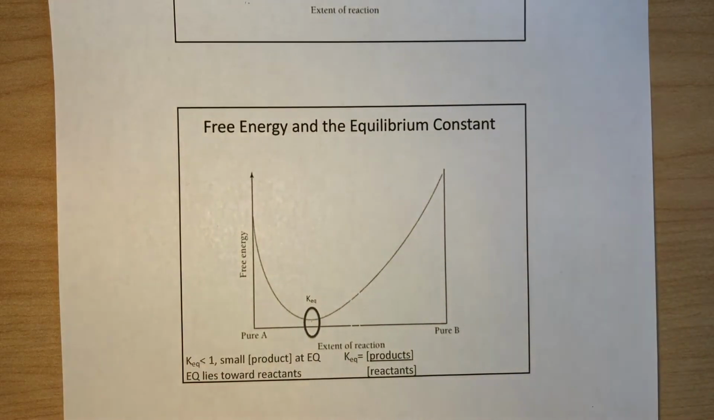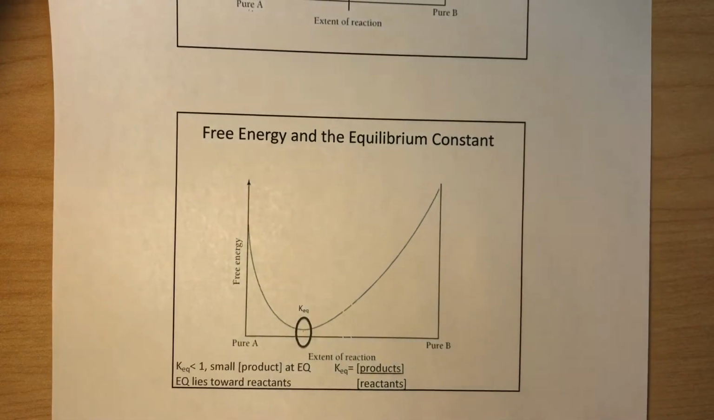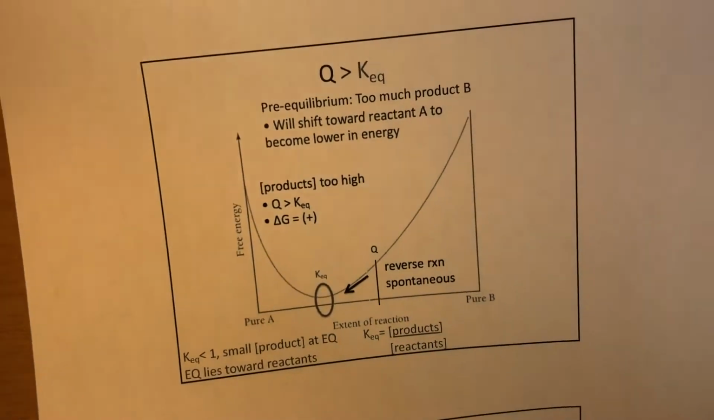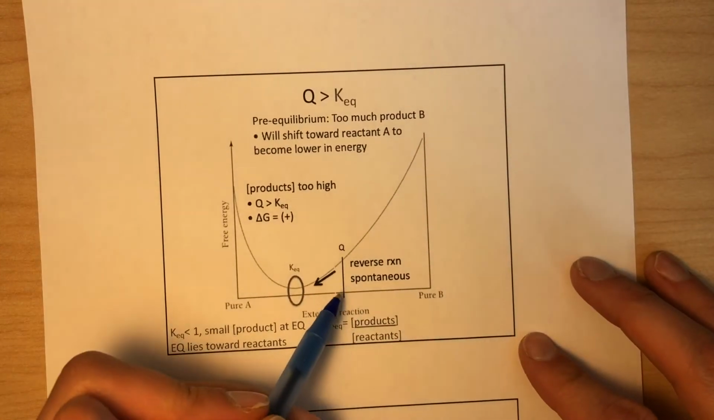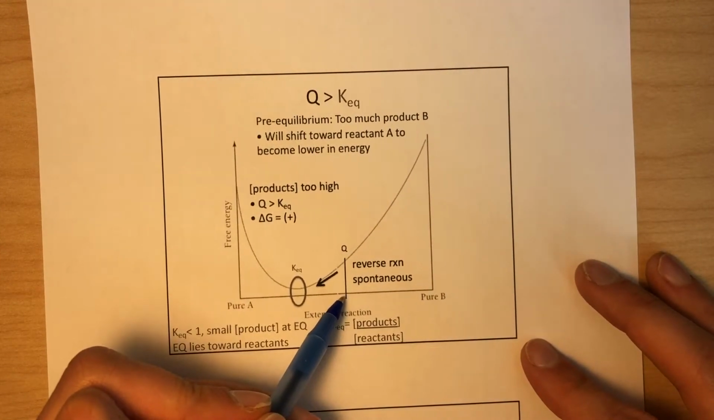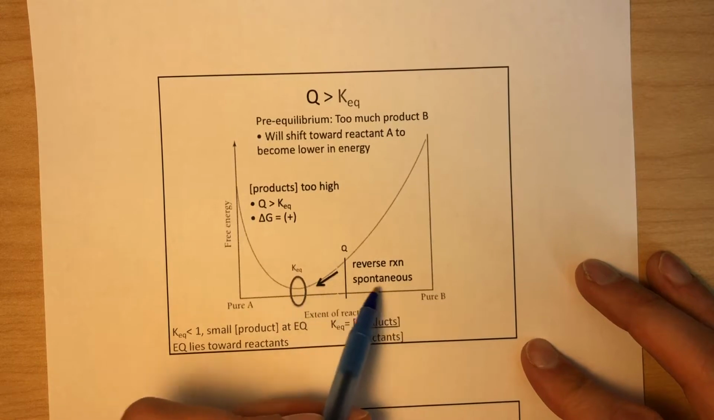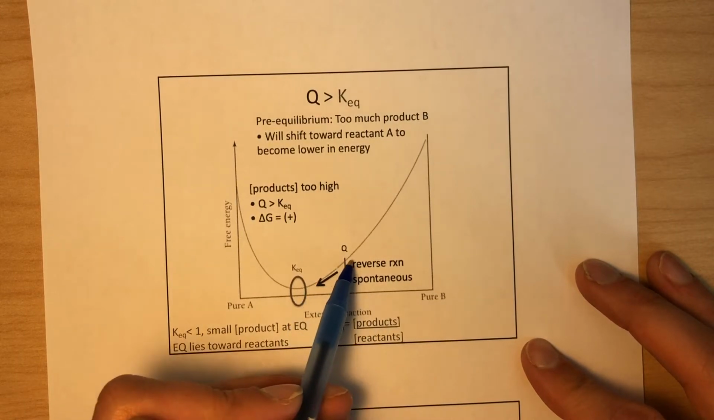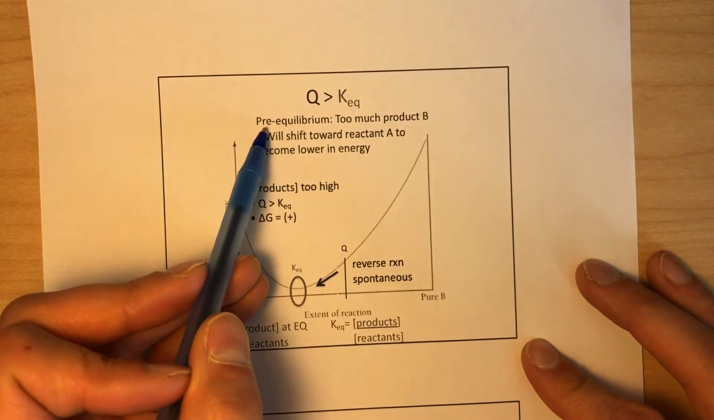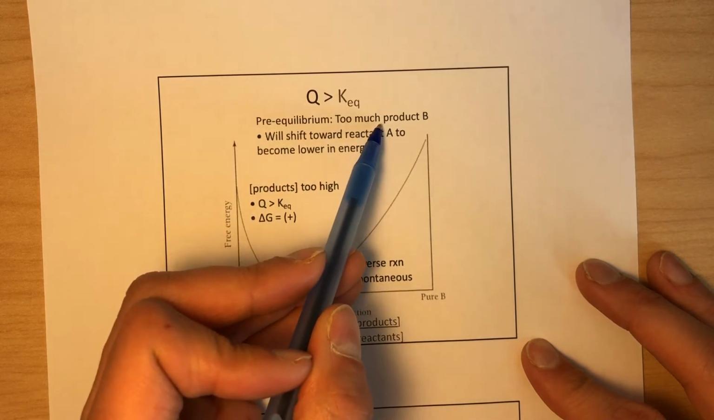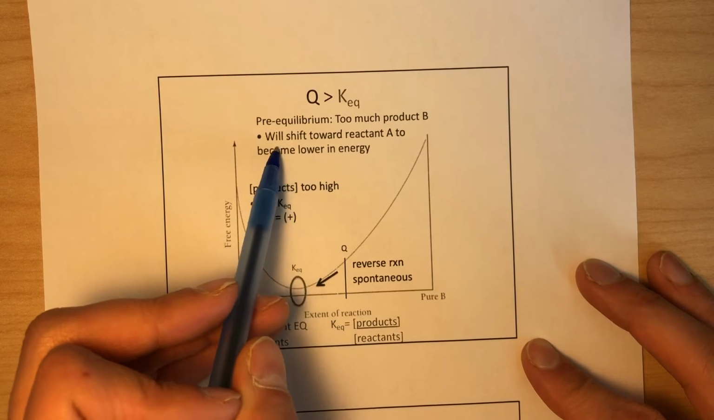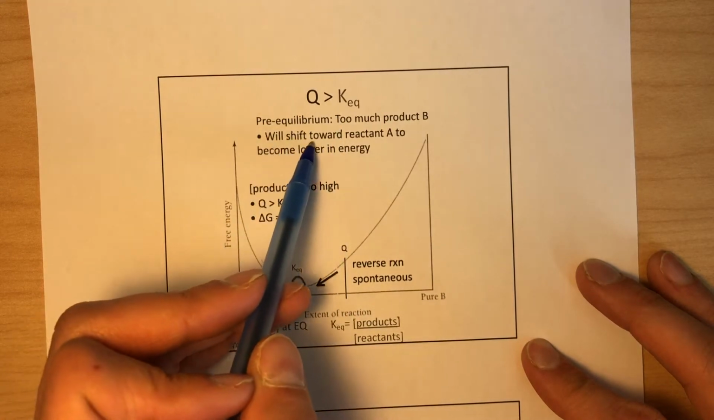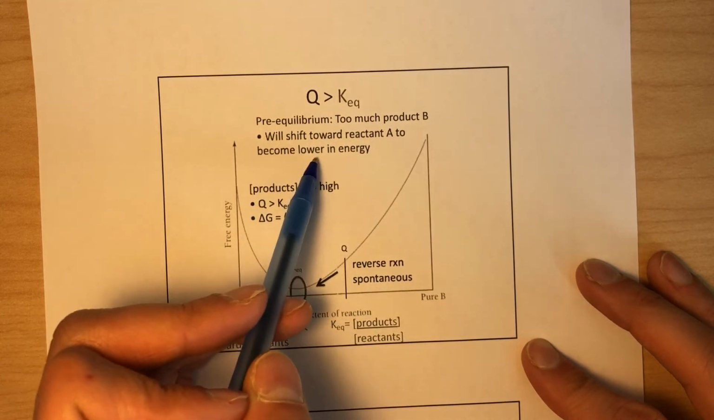We can now introduce the idea of Q and relate it to K. So using the same plot, here's the situation where our system, shown in this vertical black line, is further to the right and higher in energy. So this is a situation that is pre-equilibrium, where we have too much product. In that situation, Q is larger than K, as we saw in the notes previously. This will shift towards reactant A to become lower in energy.